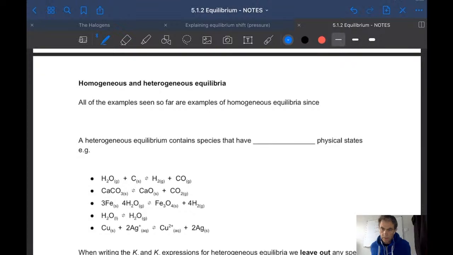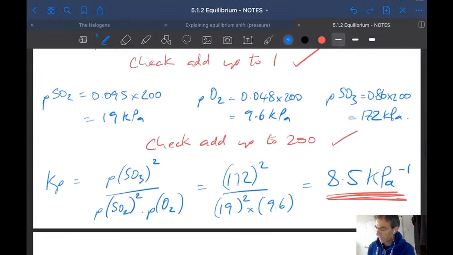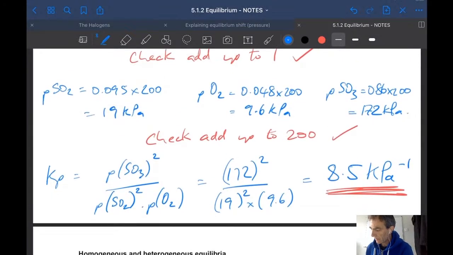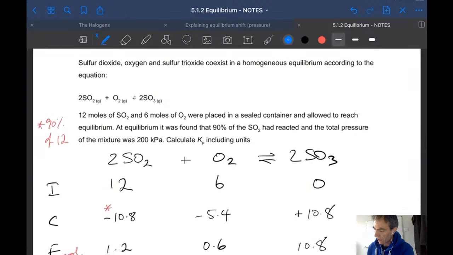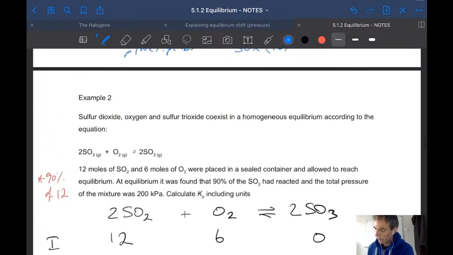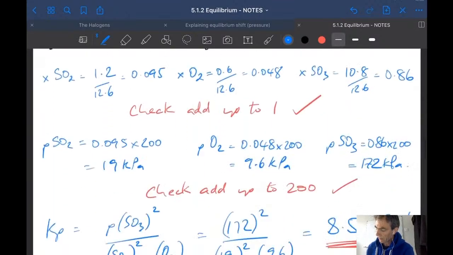Hey everyone, let's go and finish equilibria. I'm just going to crack on, if that's okay. Right, so this is where we got up to. I've still got the notes loaded onto my iPad, so that was the very last thing we did. It was an ICE calculation, as I call them, for Kp.